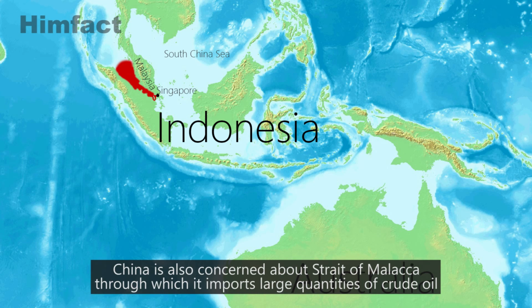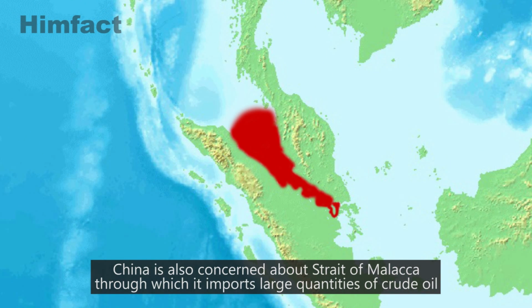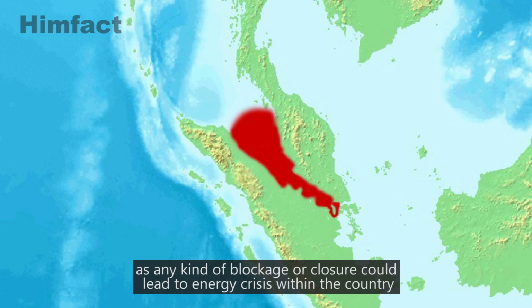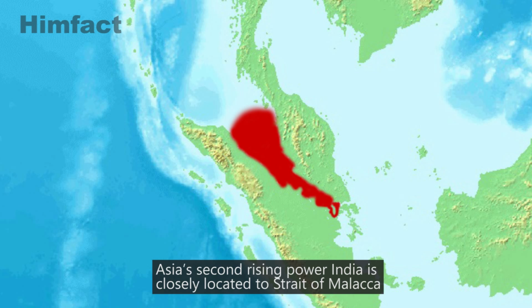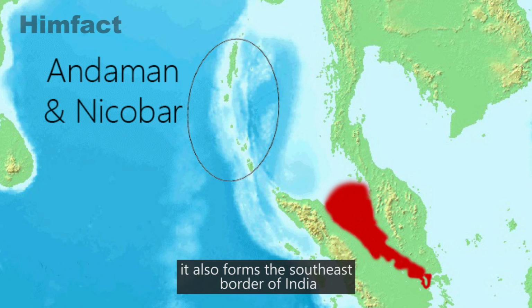China is also concerned about the Strait of Malacca, through which it imports large quantities of crude oil. Any kind of blockage or closure could lead to an energy crisis within the country. Asia's second rising power is closely located to the Strait of Malacca. India's Andaman and Nicobar Islands form a group of 572 islands in the Bay of Bengal. It also forms the southeast border of India.